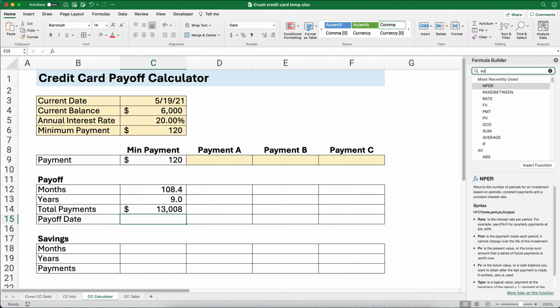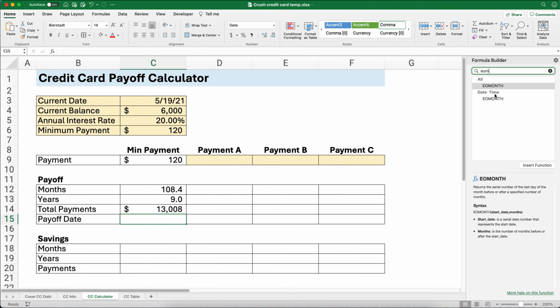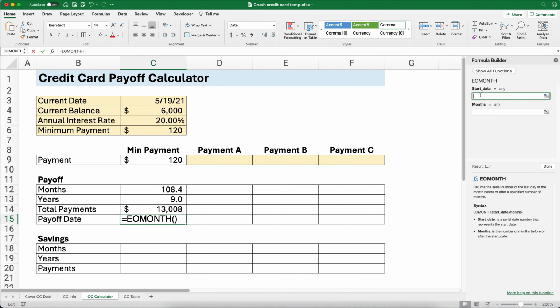So I'm going to search for EOM, end of the month. And here's what it lets me do. I can pick a start date. So I'm going to pick today's start date. I'm going to make that absolute. And then I need to add the number of months. So I'm going to add the number of months, the 108.